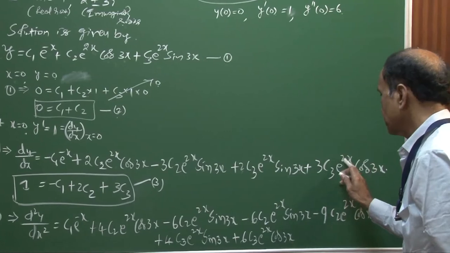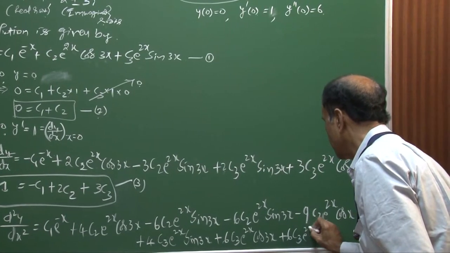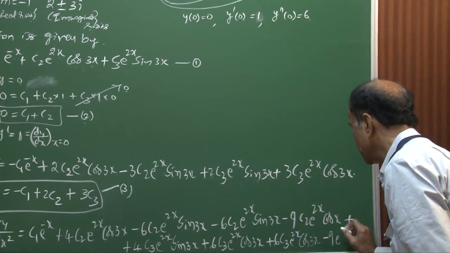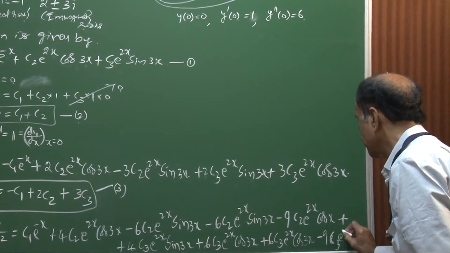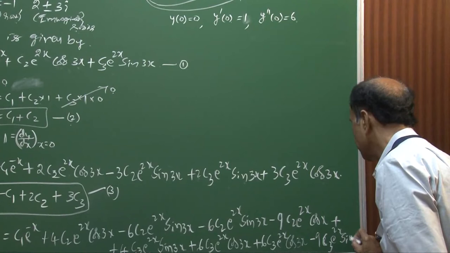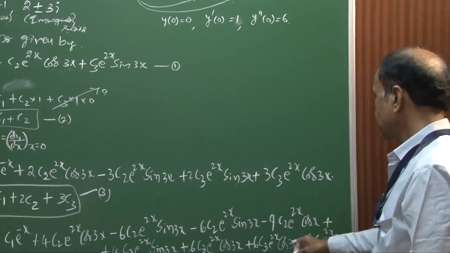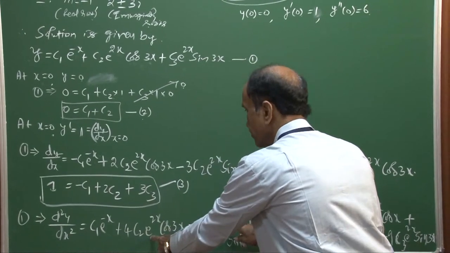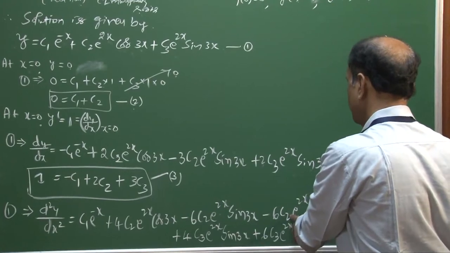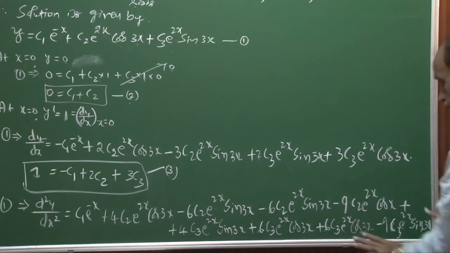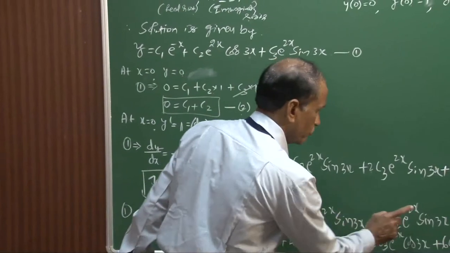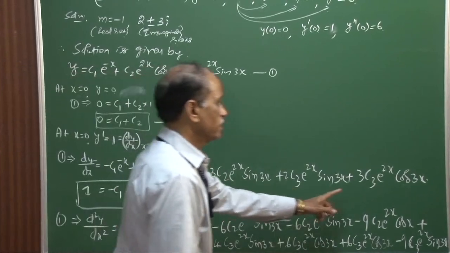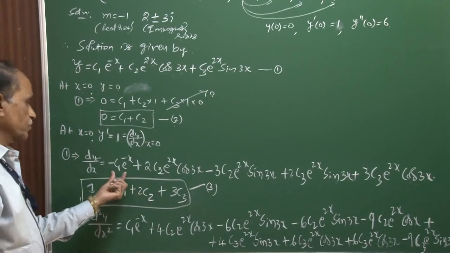Now, the last term is also a product: 3 into 2, 6 c3 e^(2x) cos 3x as it is, and minus 3 into 3, 9 c3 e^(2x) sin 3x, cos 3x as it is, okay. Therefore, the first term is the same, this gives 2 terms, this gives 2 terms, this gives 2 terms, and this gives 2 terms. So totally 1, 2, 3, 4, 5, 6, 7, 8, 9 terms should be there. 1, 2, 3, 4, it is a product, 4 into 2, 8 plus this one, that is 9 terms will be there.